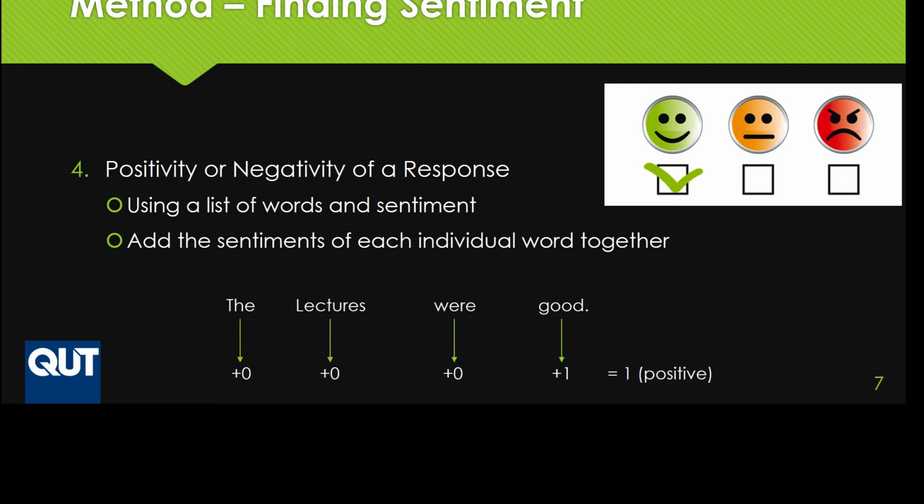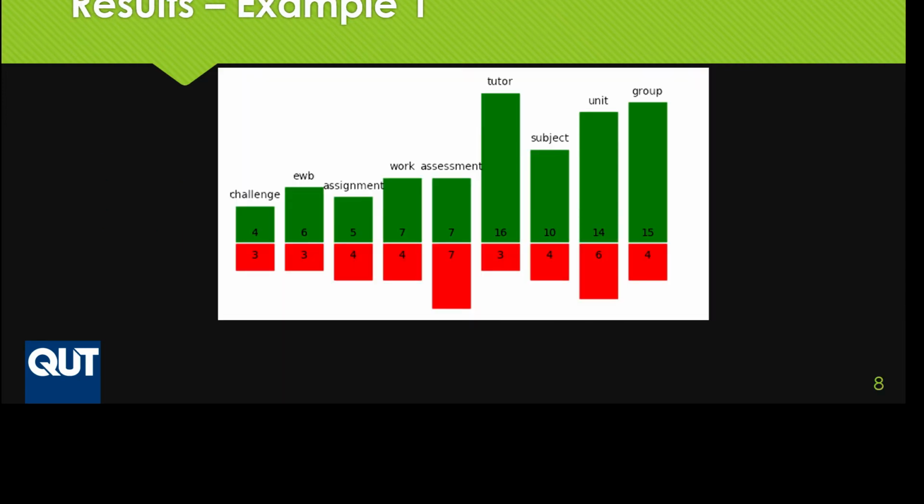This is only one method for a sentiment analysis, but this is the one we chose to use for this analysis. So what type of results can we see with this method here? So we notice the top 9 keywords, which were automatically extracted and are of importance to student satisfaction. Words such as assignment, tutor, subject, group. And we see as well that the green is the number of students who mention positive things about the keyword, and the red is the number of students who mention negative things.